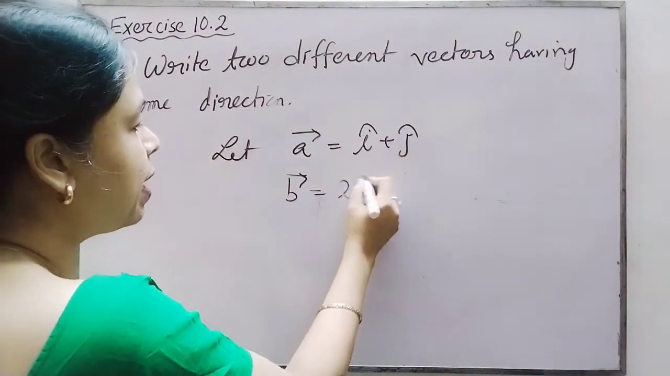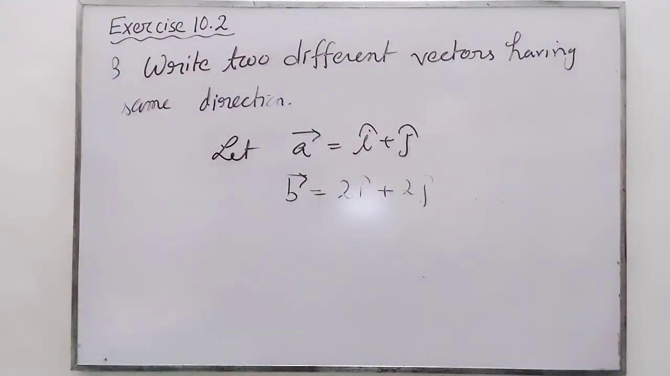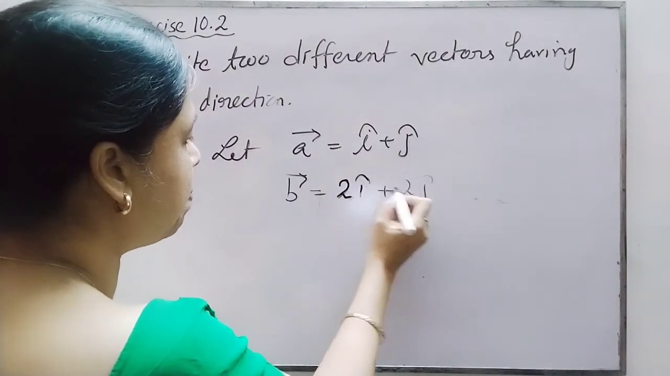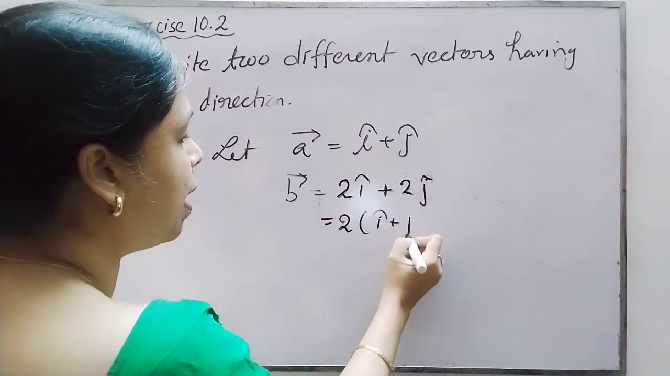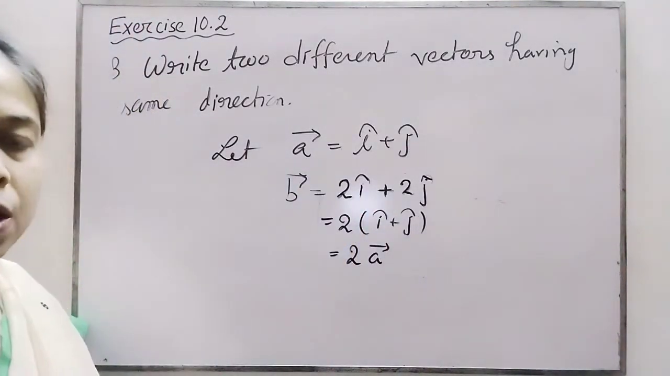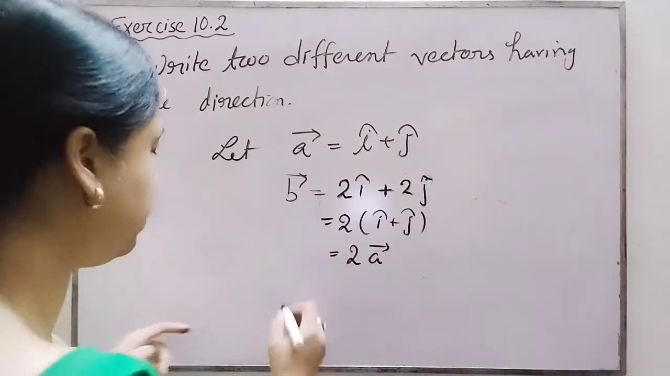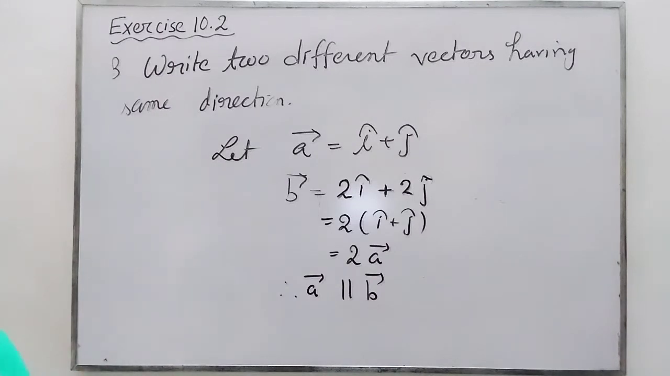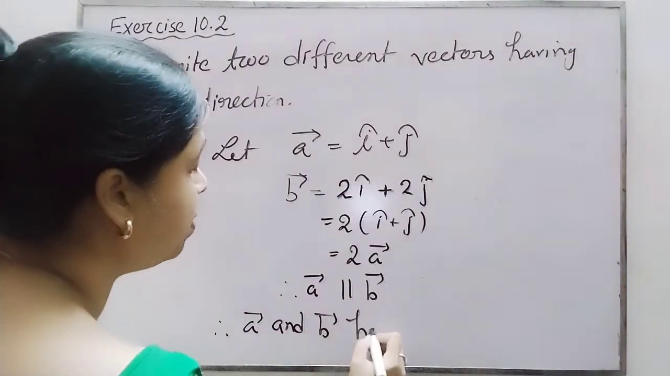I will consider b bar, suppose this is 2i cap plus 2j cap. If you take 2 common, you get i cap plus j cap. So this is equal to 2 times a bar. So what have we got? We have got two different vectors. Here a bar and b bar are parallel, so a bar is parallel or collinear to b bar. Therefore a bar and b bar have the same direction.